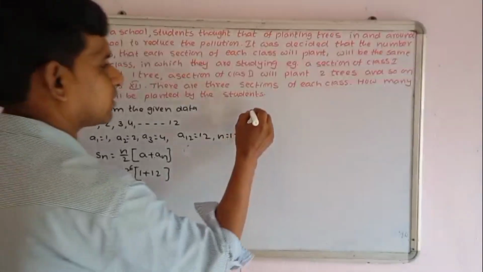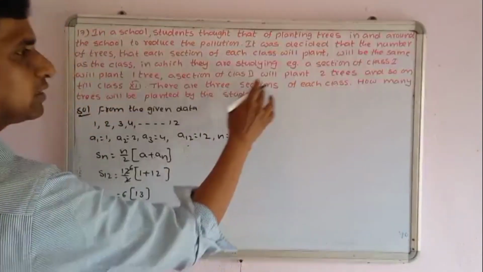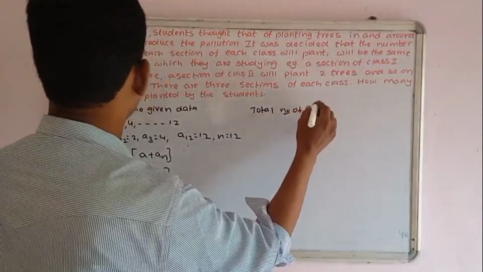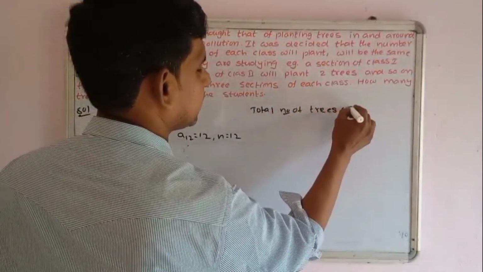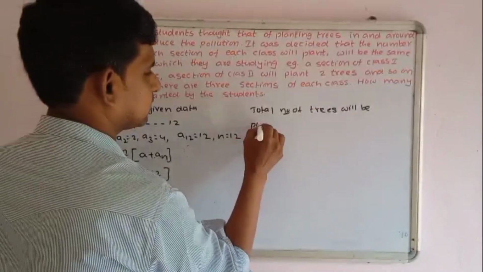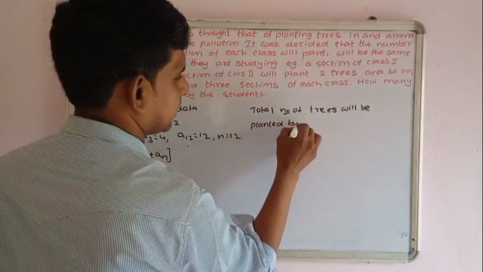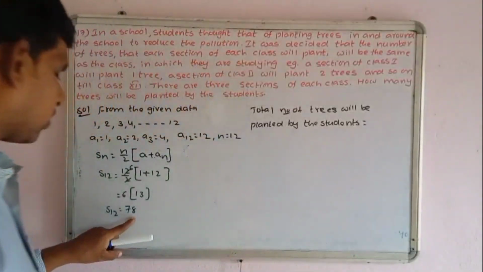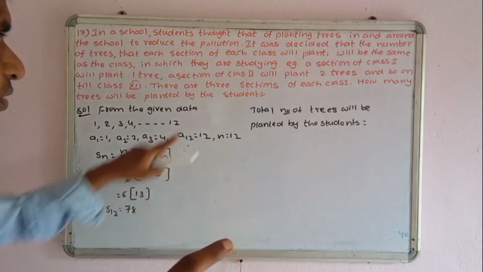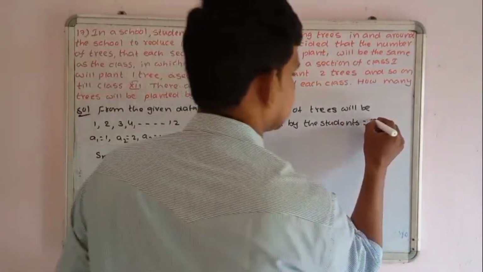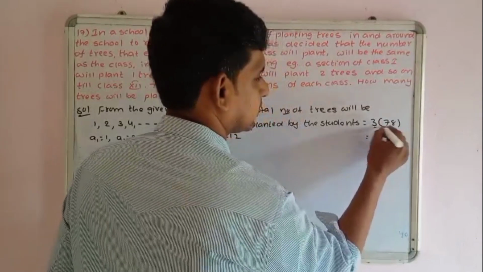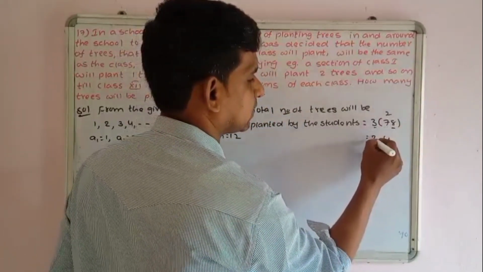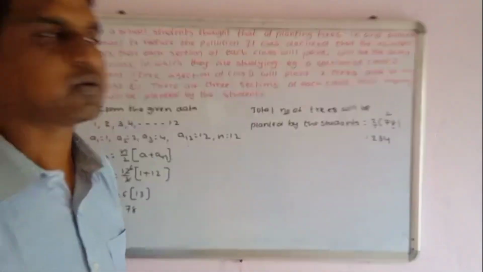3 sections, so there are 3 sections in each class. How many trees will be planted by the students? Total number of trees planted by the students equals, so total plants actually 78 for each section. So here how many sections are there? 3 sections, so 3 times 78, 3 8s are 24, 3 7s are 21, 21 plus 2 is 23, so total 234 plants.